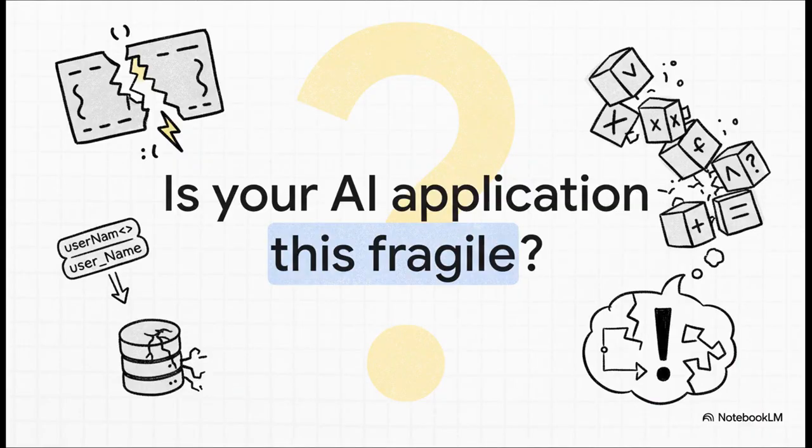So let me ask you this. Is your AI application this fragile? I mean, think about it. If one little typo in a variable, or maybe a missing piece of data from your database, can just crash the whole experience for your users, is that thing really ready for production? And this isn't some far-off hypothetical, you know? This is a super common problem, and it almost always comes down to one thing: how we're building our prompts.